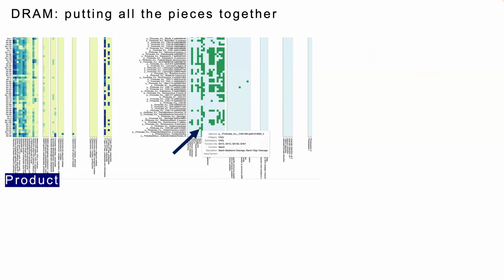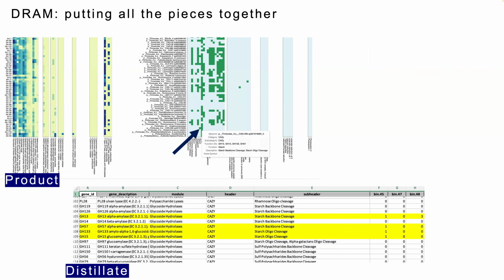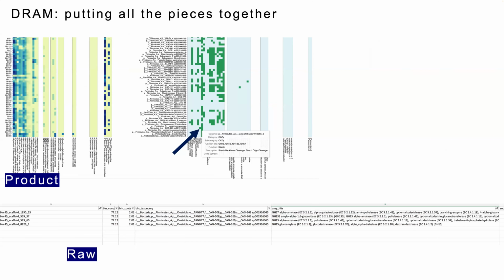I do want to stress that all of these data sets are linked. So if I find something really cool in my product, say I very much care about starch, I can then track that back through each level of annotation. I can go into the distillate and say, okay, this is green here. They called this true in the DRAM product because of these 4 genes in the distillate. Same thing in the raw annotations: I called this true here because of these genes, and they're on this scaffold in my genome.